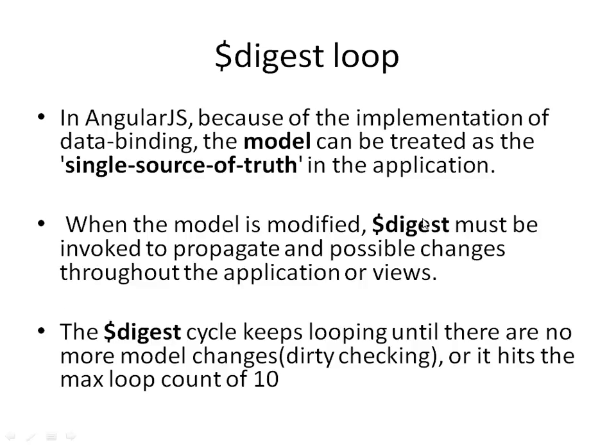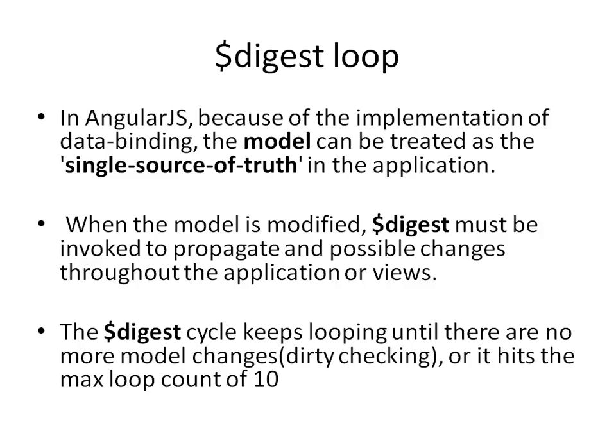In Angular, because of the implementation of data binding, the model can be treated as the single source of truth in the application. This is nothing but explaining that the model should hold its own single value. When the model is modified, the digest must be invoked to propagate the possible changes throughout the application or views. This is very important. So when the model changes, Angular internally triggers a loop, the digest loop.